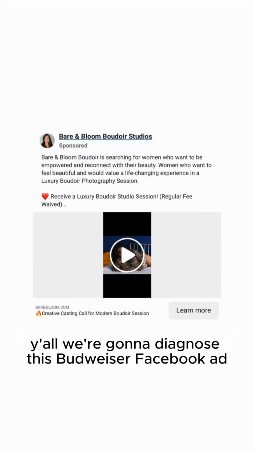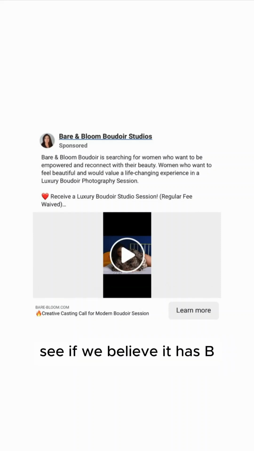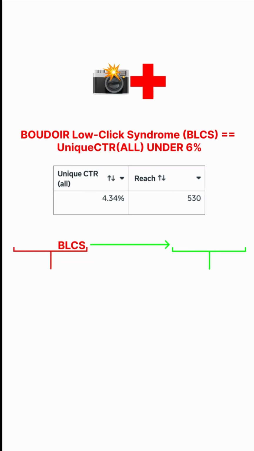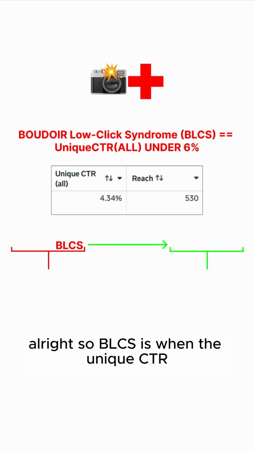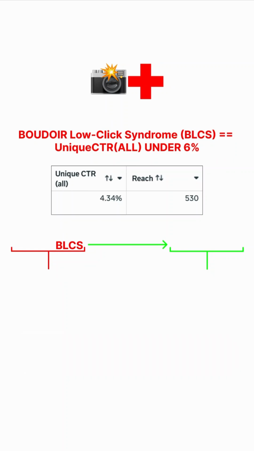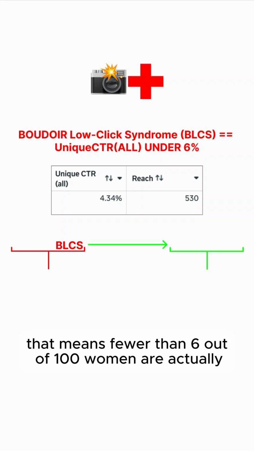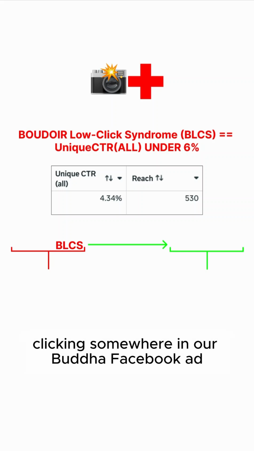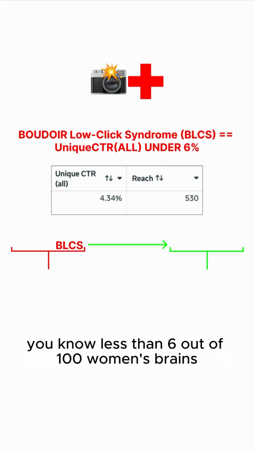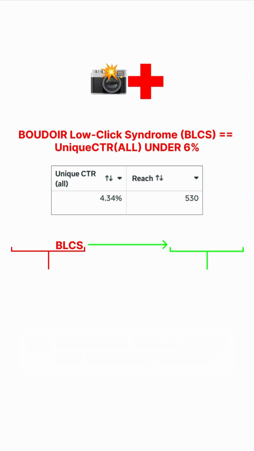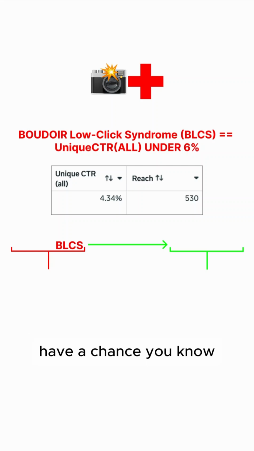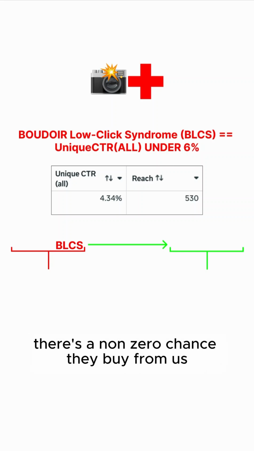All right, y'all, we're going to diagnose this Boudoir Facebook ad, see if we believe it has BLCS, aka Boudoir low-click syndrome. BLCS is when the unique CTR all for our Boudoir Facebook ad is under 6%. That means fewer than 6 out of 100 women are actually clicking somewhere on our ad, which means our ad is getting into fewer than 6 out of 100 women's brains, which means less than 6 out of 100 women have a non-zero chance they buy from us.